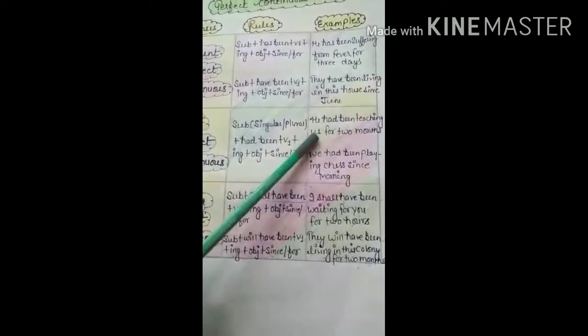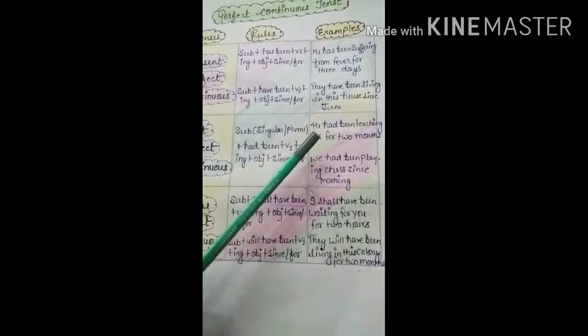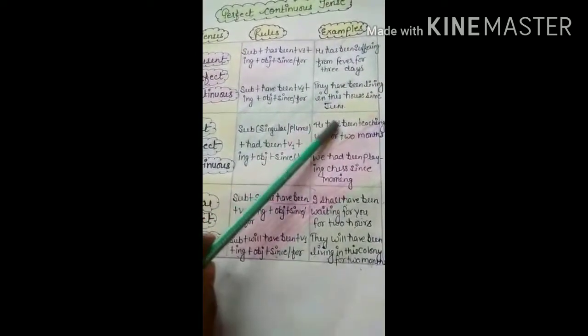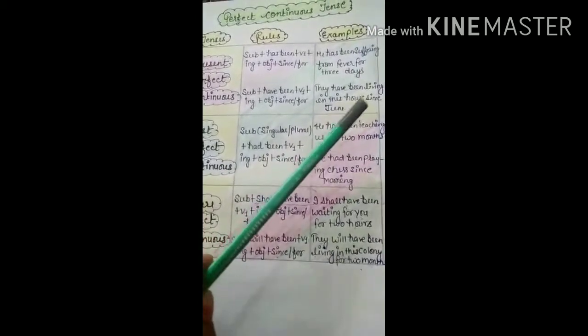Let's see the example. He had been teaching us for 2 months. He, subject, had been, V1 plus ing, us for 2 months. This is an object. Here we use for because we know the period of time, 2 months.